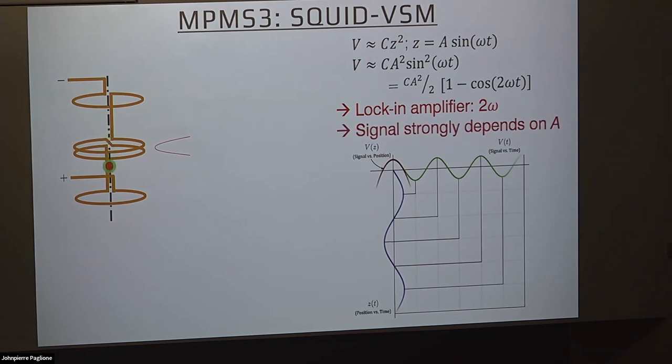That means that the SQUID VSM mode has a huge dynamic range. We can measure moments as low as 10^-8 EMU up to 100 EMU, a little bit higher. So that's like 10 orders of magnitude, and we get that through this A squared dependence. Question: so the centering is very critical here, right?